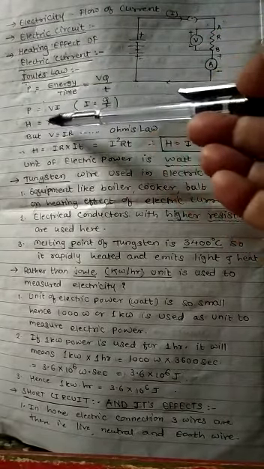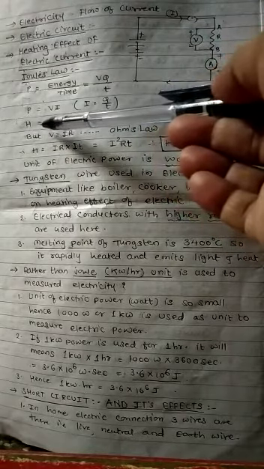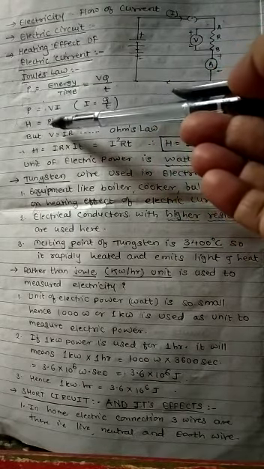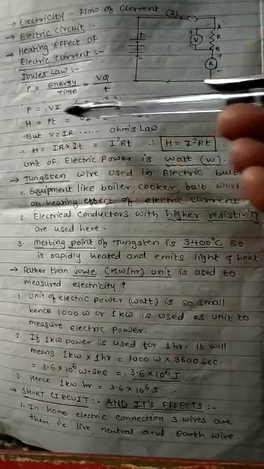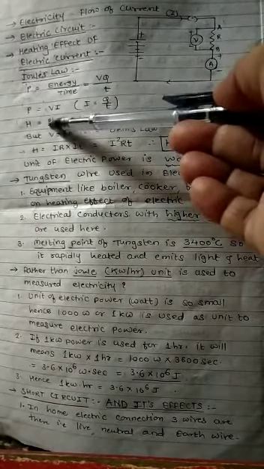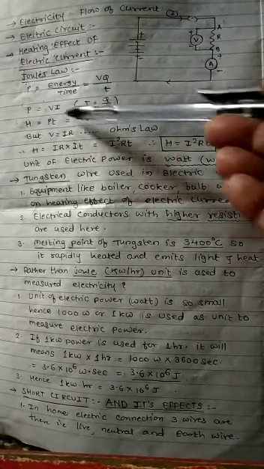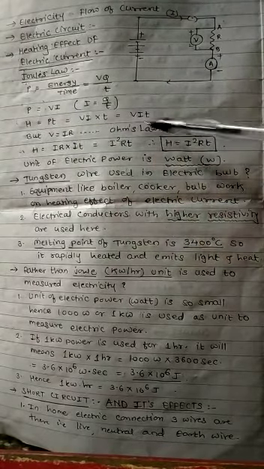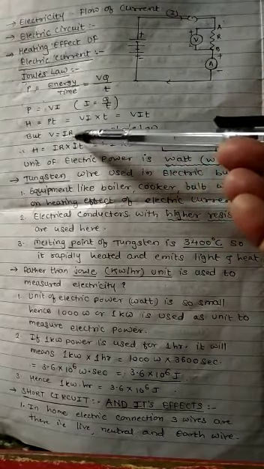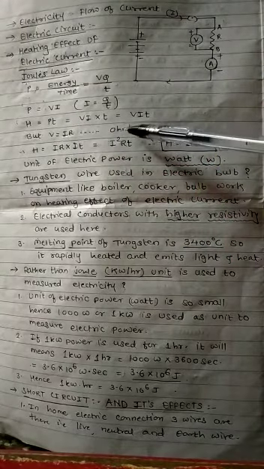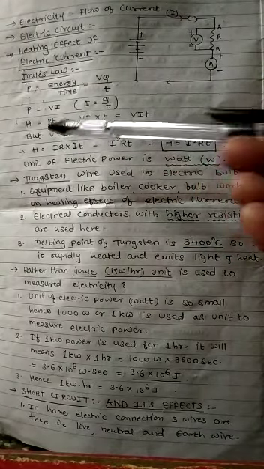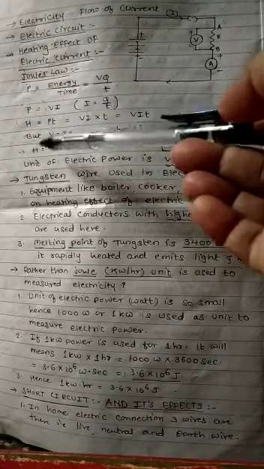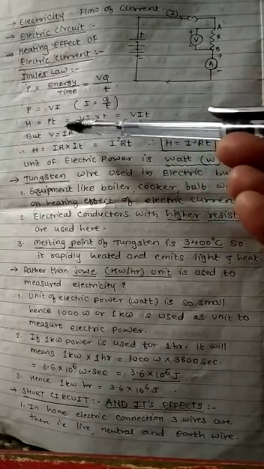H is equal to PT. H is heat energy, equal to PT, which means power into time. P is VI, so the value of P is VI into T, that is VIT. But according to Ohm's law, V is equal to IR. In 9th standard you have already done Ohm's law. So V is equal to IR, voltage equals current into resistance.